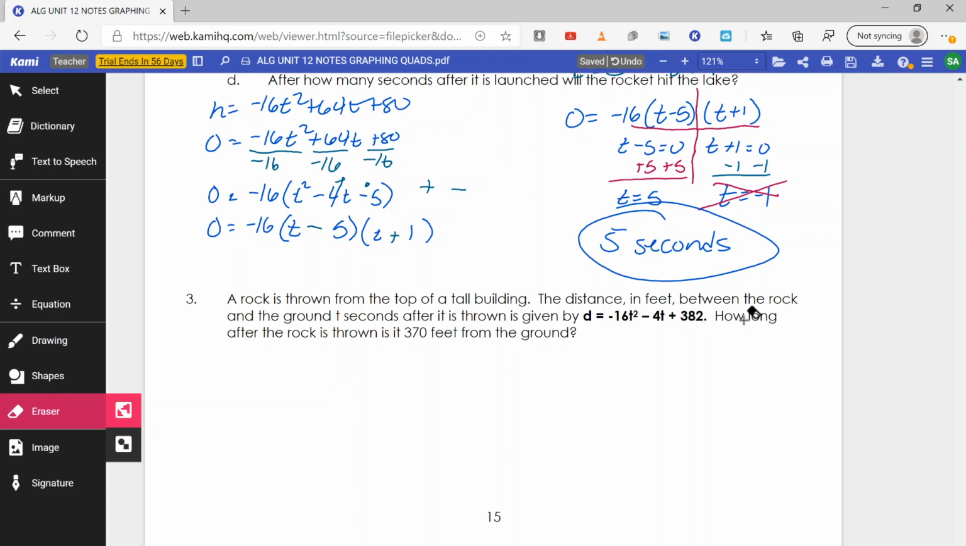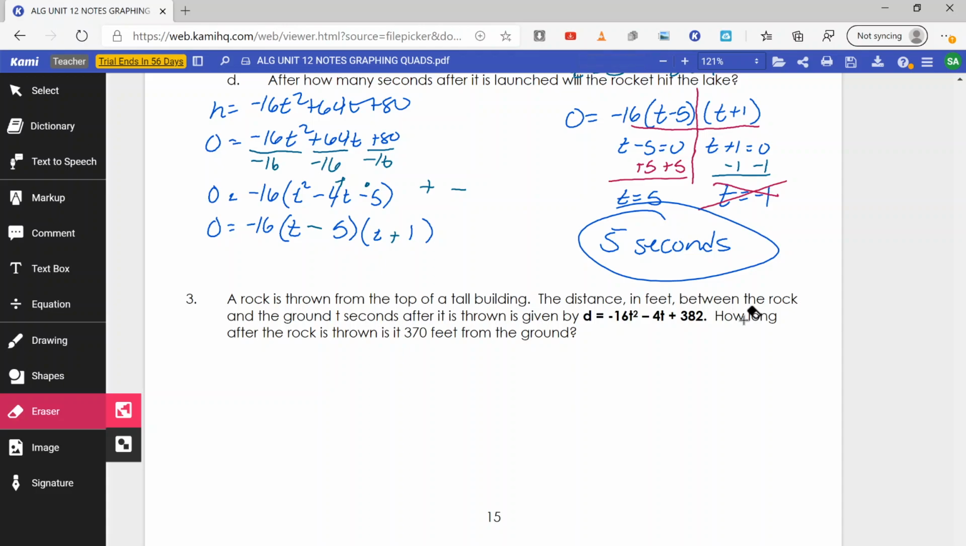And the last problem here is number 3. We got a rock thrown from the top of a tall building. Distance in feet between the rock and the ground, t seconds, is represented by the equation d equals -16t squared minus 4t plus 382. How long after the rock is thrown is it 370 feet from the ground?